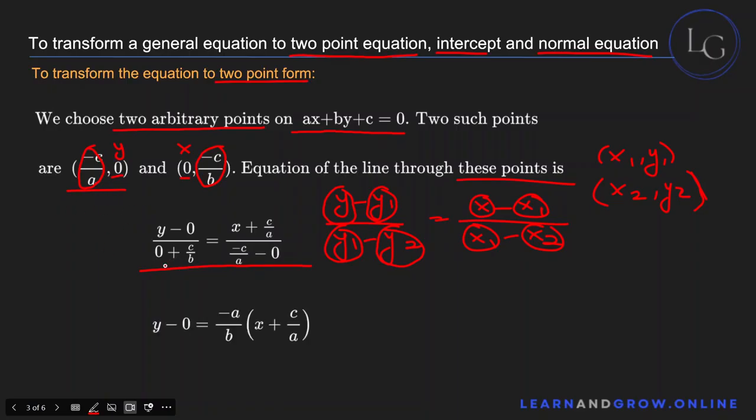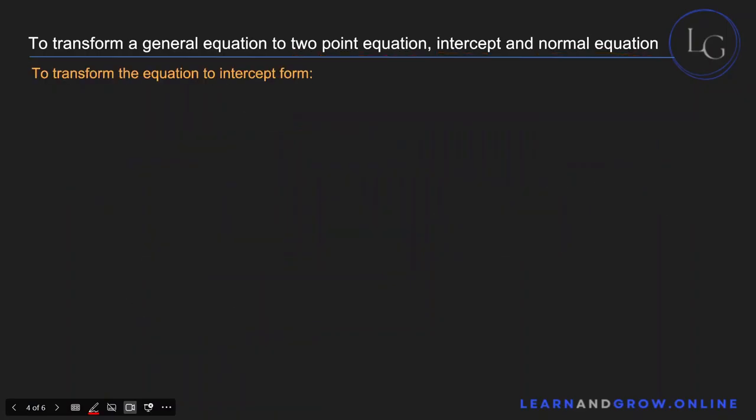Now all you need to do is arrange these into the standard two-point form, in which case you will multiply this over here to the numerator of the right hand side, and you'll eventually end up with this, which is the two-point form. Now let's see the intercept form.